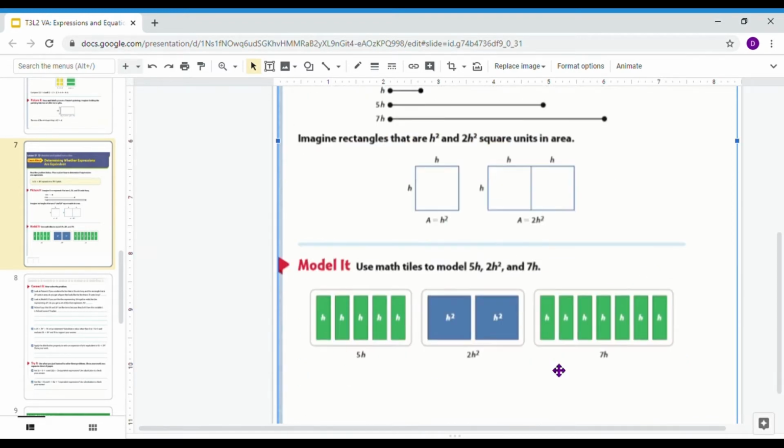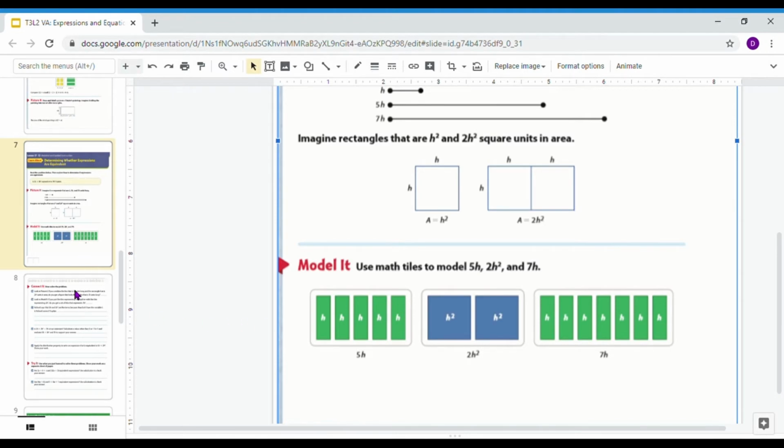And then looking down at the model it, they take it a little bit further into the math tiles. And again, we have no idea what the value of h is. So in this case, we just see this is 5h. There's 1, 2, 3, 4, 5 tiles here. Over here, we see 7 tiles. We have no idea what the h stands for, but hey, there are 7 of them. And over here in the middle with our blue boxes, we can see the 2h squares that they talk about in that first expression.